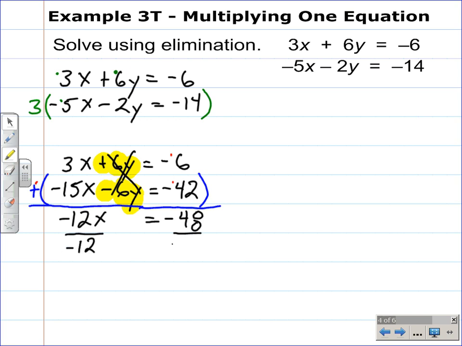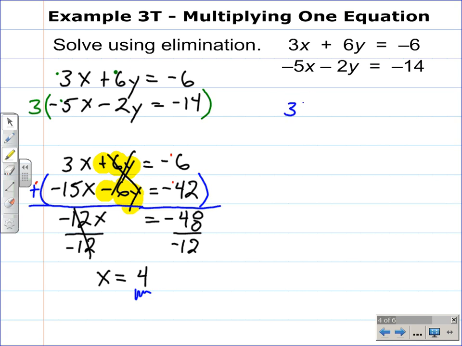We solve this one-step equation by dividing each side by a negative 12. On the left-hand side, the negative 12s divide out, leaving us 1x. And on the right-hand side, negative 48 divided by negative 12 is 4. So in this case, we've solved for x first, just like we did in our very first example. Now we choose one of the original equations to substitute 4 back into. I'll just work with the first equation because there's no negatives in it.